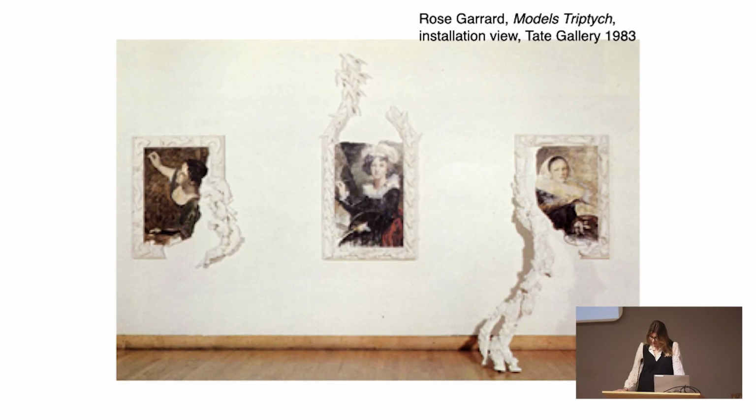Madonna Cascade was displayed in 1983 at both Kettle's Yard, Cambridge, and Tate Gallery, London, as part of Garrard's Models Triptych. The installation featured copies of self-portraits of other now canonical artist women, Artemisia Gentileschi and Elisabeth Vigée-Lebrun, whose legacies were being recovered from obscurity and inserted into the revisionist feminist art historical canon in the 1970s.